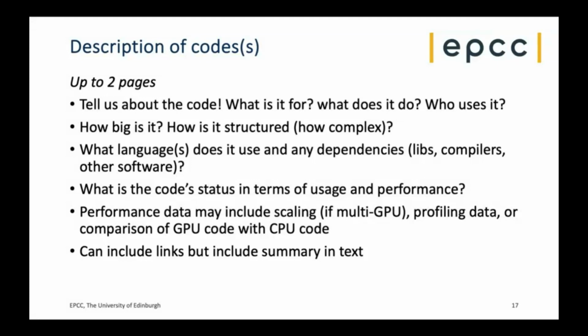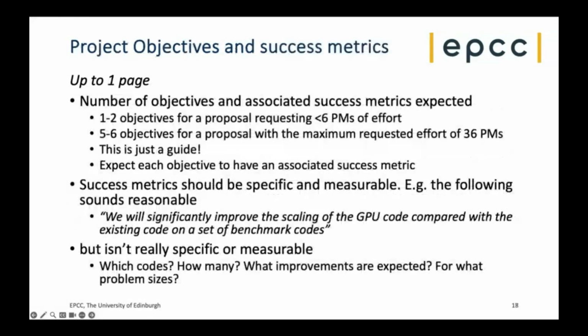One thing I would say here is that you can include links. It's okay to include links, say to repositories, here or elsewhere in the form, or to web pages about the code and so on. But make sure you include a summary in the text. You shouldn't really expect the reviewers to have to go clicking on lots of different links to find information. The form should be self-contained.